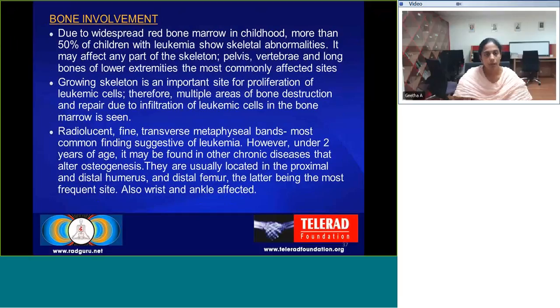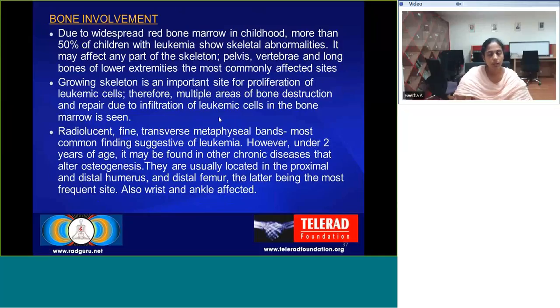Bone involvement is seen due to the widespread red bone marrow in children. More than 50% of the children show skeletal abnormalities. It may affect any part of the skeleton, such as the pelvis, vertebrae, and long bones of the lower extremities. These are the most commonly affected sites. The growing skeleton is an important site for proliferation of the leukemic cells.